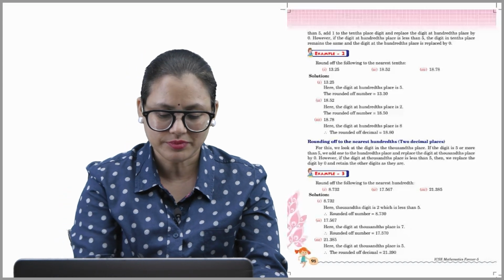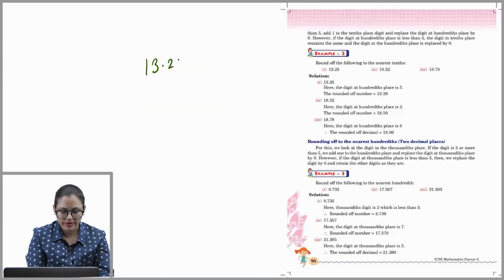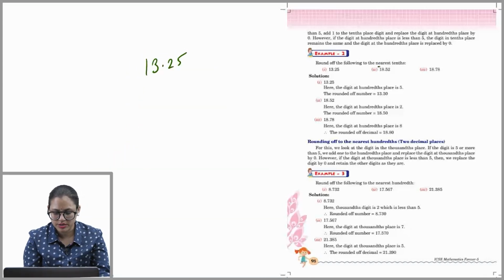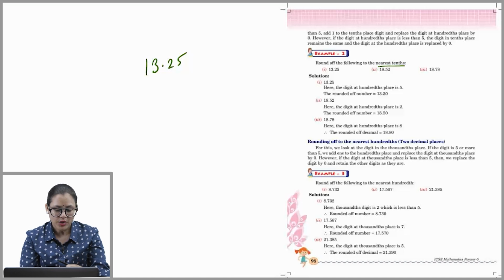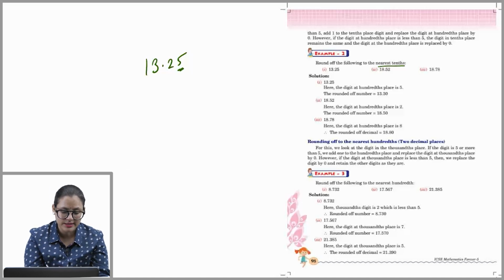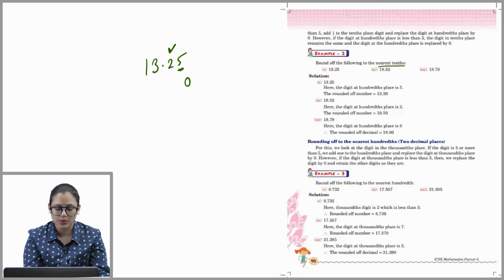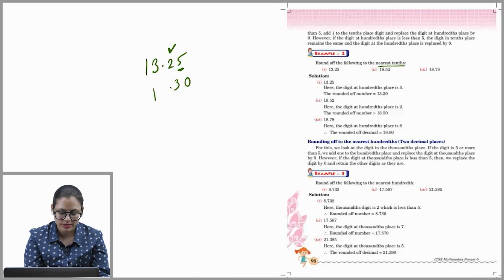For example, 13.25. We have to round off this to the nearest 10th. Okay. So the digit at the 100th place is what? 5. Okay. If the digit is 5 or more than 5, then what will we do? We will increase the digit which is at 10th place by 1. Okay. So 5 will be replaced by 0, 2 will become 3 and 13.3.